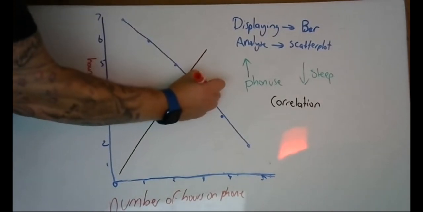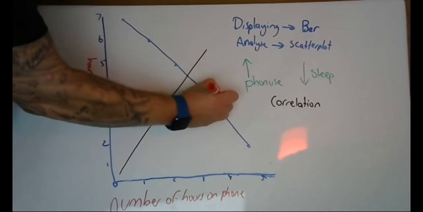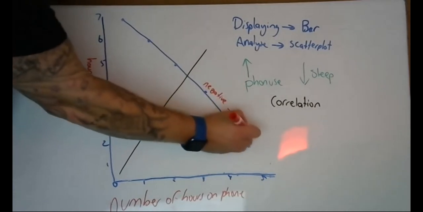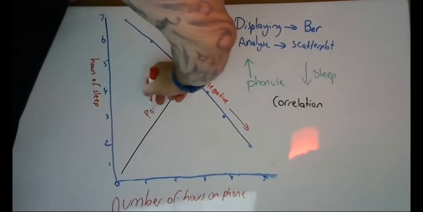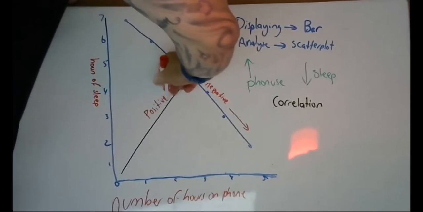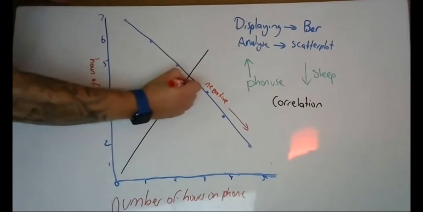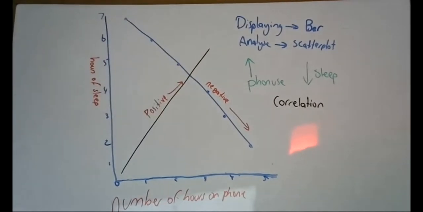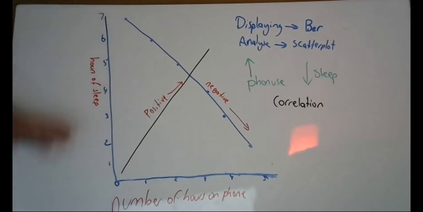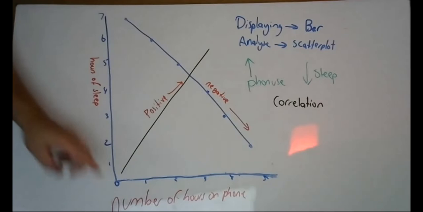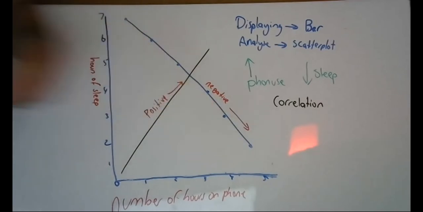So negative, going that way, positive, going that way. So it's what we call a correlation. So positive meaning for every increase down here, you would get an increase on this axis. A negative says that as you increase this, the variable goes down.